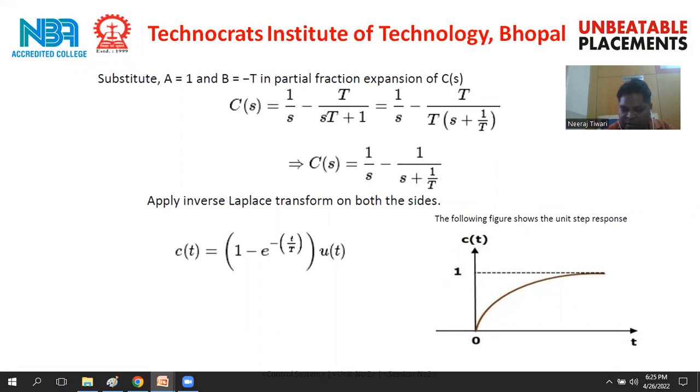When we check the steady state error, it should be 0. If the steady state error is 0, then we will find the accurate output. In this equation, 1 minus e to the power minus small t by capital T, both terms are present. The transient term and the steady state term are present. Because e to the power minus small t by capital T is the transient term, and 1 is the steady state term, because 1 is a constant. So it represents the steady state term.